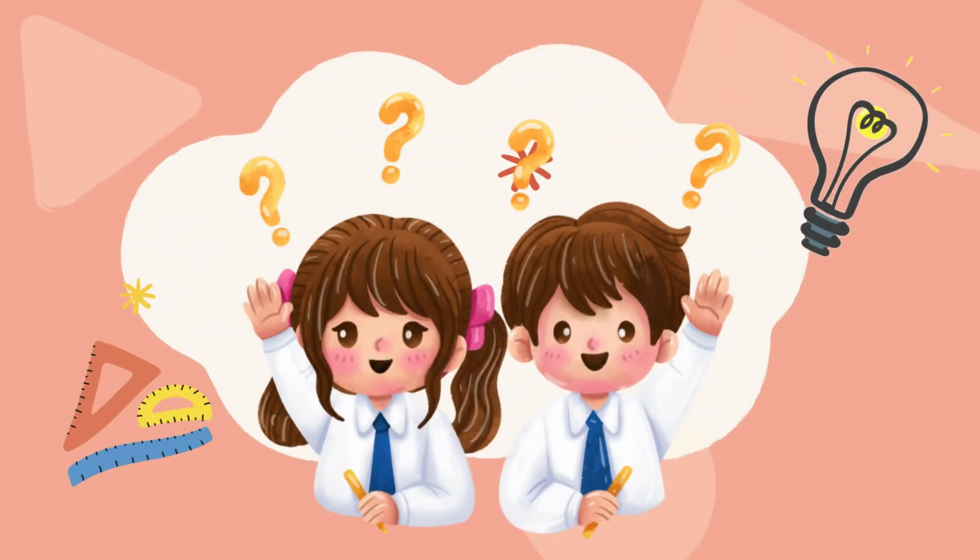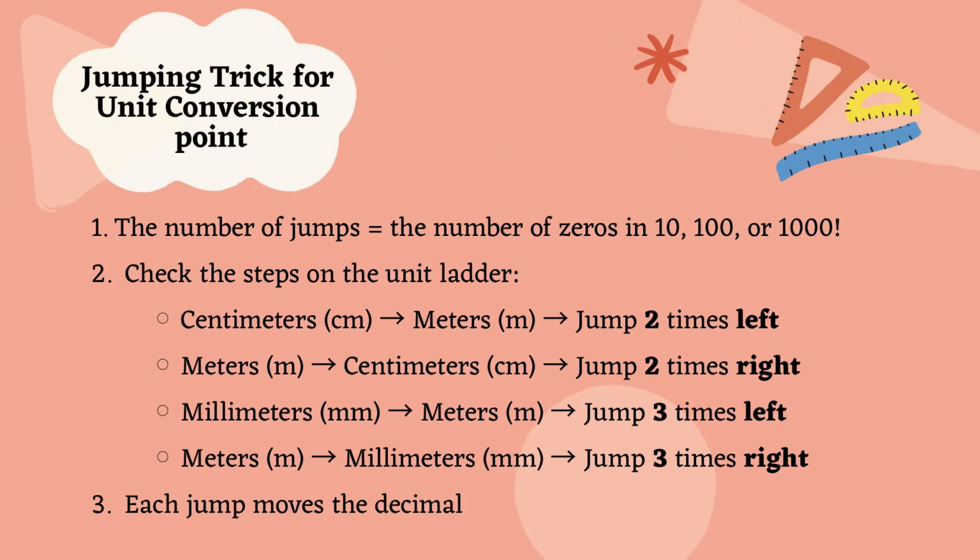Now, let me tell you a secret. There is an easy trick to convert between units, and that is by jumping and moving the decimal point. The number of jumps you take is the same as the number of zeros in 10, 100, or 1000, just like the unit conversion that we learned just now. Jump left when converting to a bigger unit because you are dividing, making the number smaller. And jump right when converting to a smaller unit because you are multiplying, making the number bigger.